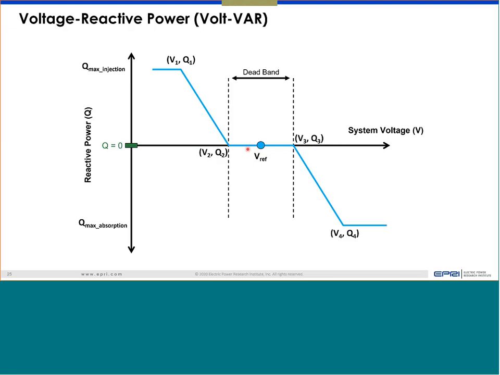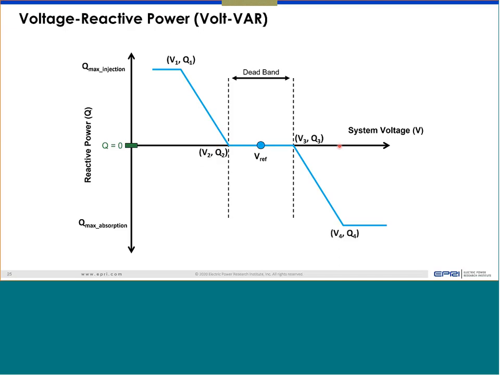Right now it's shown as symmetric, but that doesn't mean it has to be symmetric. It could be zero on one end, say V2 is the same as VREF, and the other end is V3. That's also possible. A deadband of zero is also possible. So this is just generic. By defining V2 and V3, you can change the shape of the deadband.